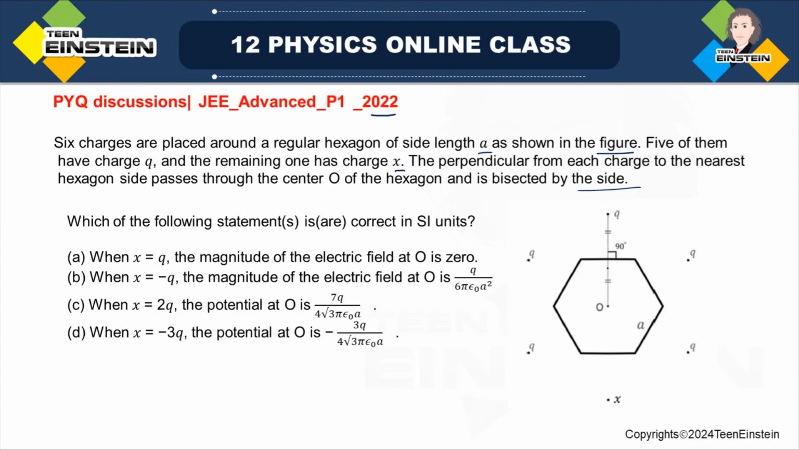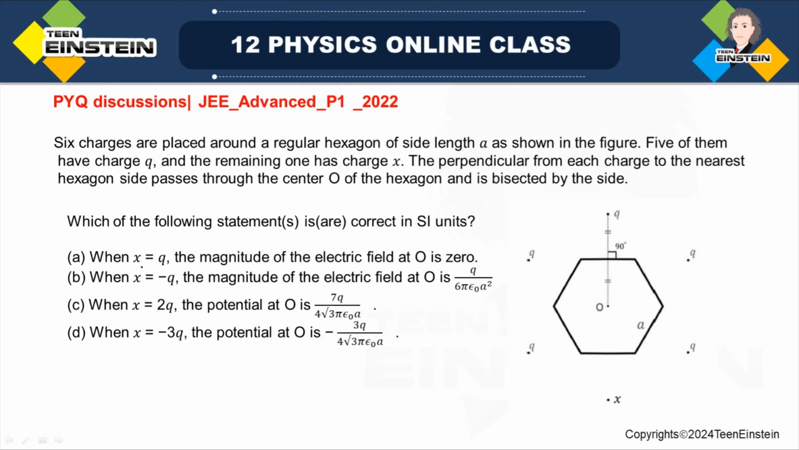Look, this is the perpendicular from this charge to this side, and if I extend it up to the center, the question says this distance will be bisected by this side. That means this part and this part will have the same value. Which of the following statements is or are correct in SI units?